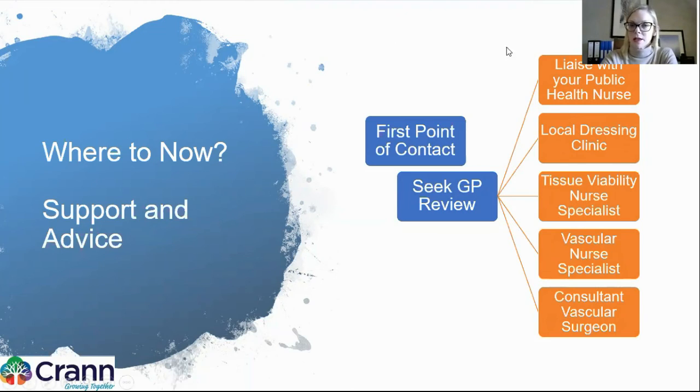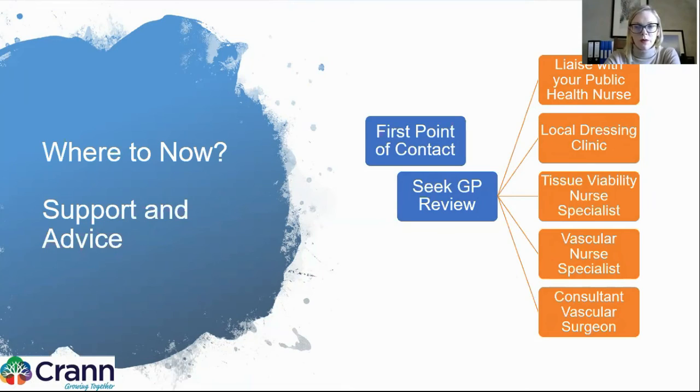The first point of contact is your GP. I would always advise that anyone who is not happy with their GP try and find someone that they trust and that will react when you tell them you have a problem. Your GP will do a review and an onward referral to your public health nurse. You might go to your public health nurse first, and they might be happy to dress something, especially if it's a grade 1 or grade 2. They'd be happy to manage that initially.